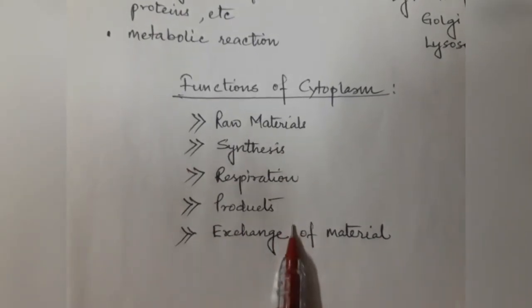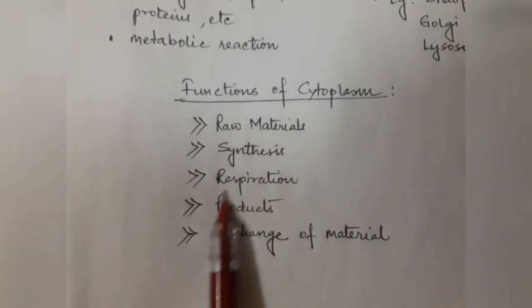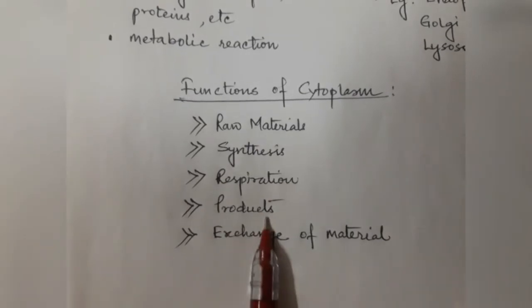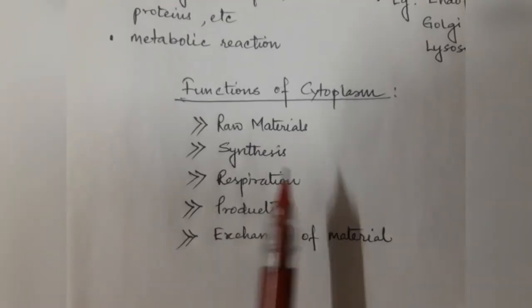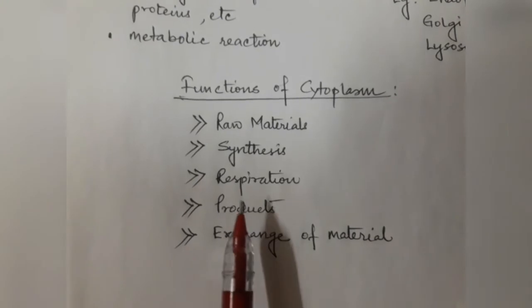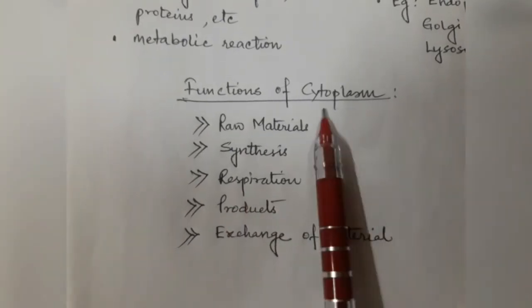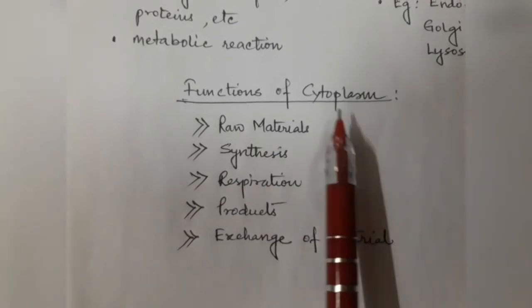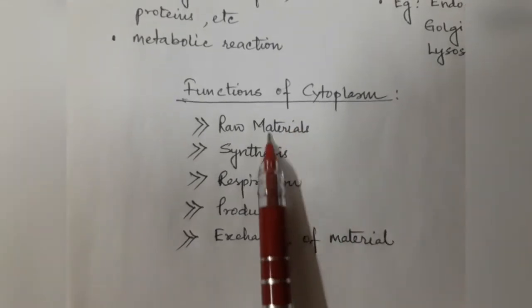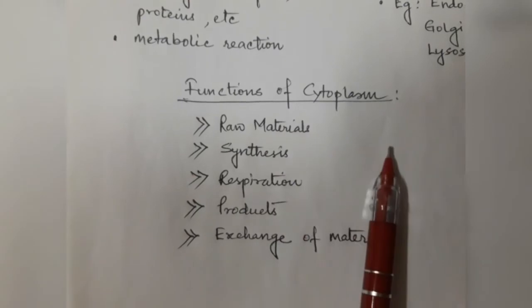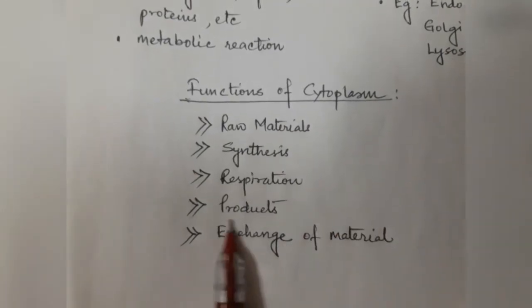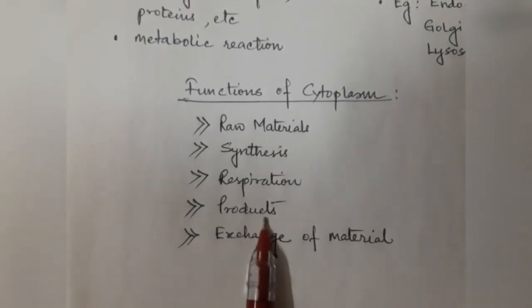Now think, if any synthesis is taking place, if any formation of biomolecules is taking place, then definitely products will be formed. So any kind of product, whether it is essential or a waste product, is also present within the cytoplasm, right? And according to its utility, it is either used by the cell or it is removed from the cell, right?